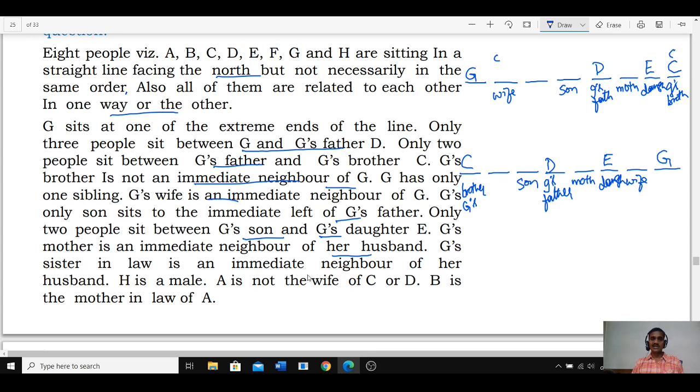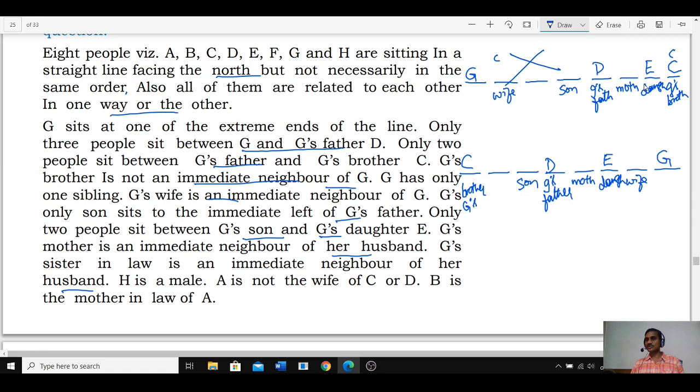And G's sister-in-law is an immediate neighbor of her husband. Sister-in-law means brother's wife. Now G has only one sibling, hence C's wife is G's sister-in-law. Where is C? C's wife must be here, not possible. Hence the first case is completely ruled out.